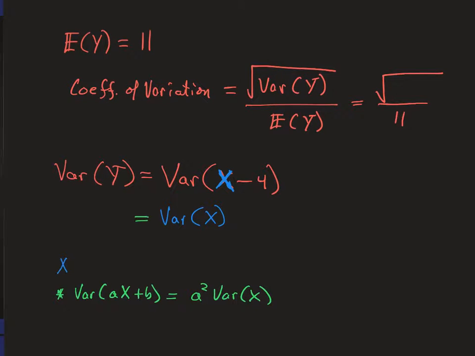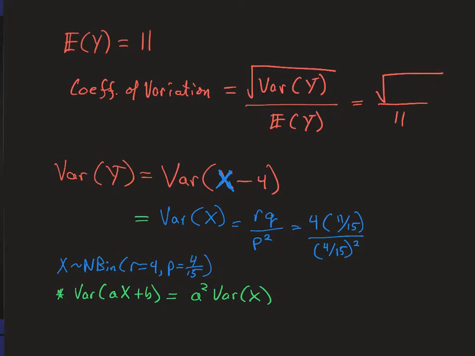And again, since X is negative binomial, with r equaling 4 and p equaling 4 out of 15, we can use our formula to figure this out. So this would be rq over p squared. So this is going to be 4 times 11 out of 15 over 4 out of 15 squared. So this whole thing is going to simplify to 165 over 4, which is approximately 41.25. All right. So that's the variance of Y.